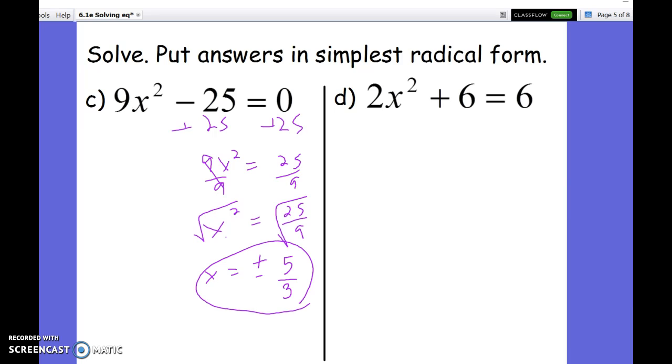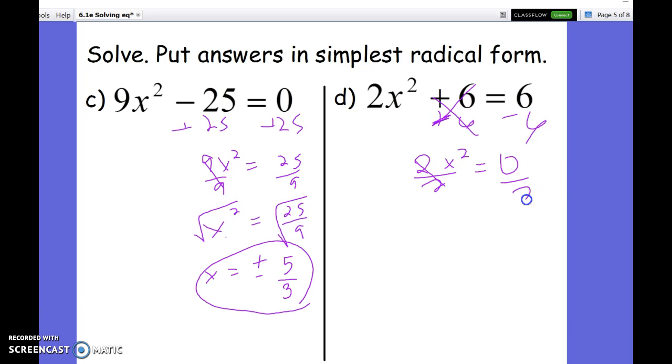That's our final answer. Letter D would be a good one to pause the video and try for yourself. Let's go ahead and subtract 6 on both sides, so those cancel out. 2x squared equals 6 minus 6, which is 0.